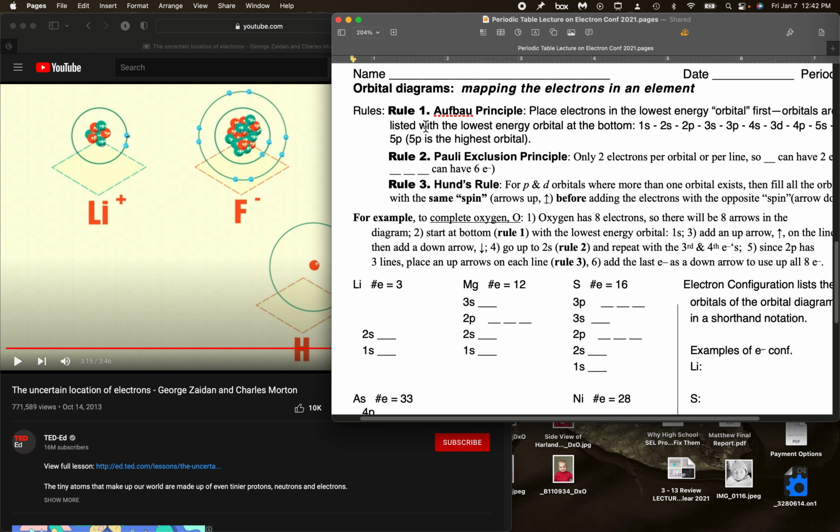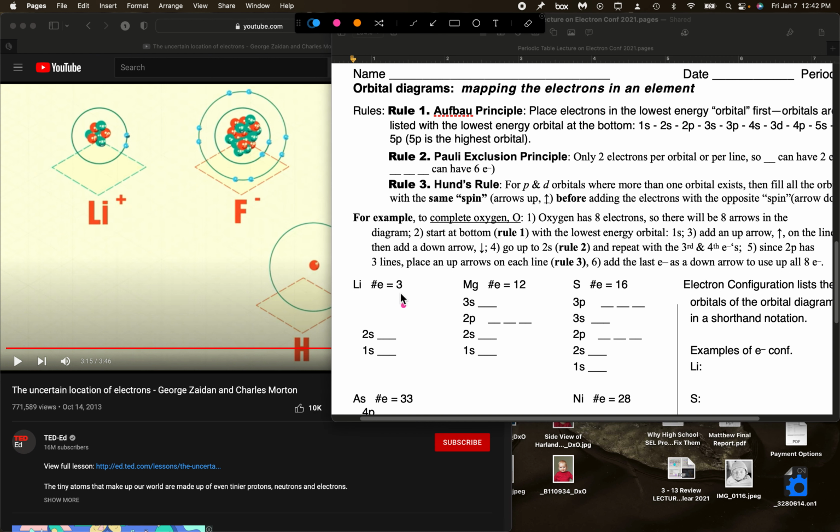The first rule is always start at the bottom. The second rule is you can only put 2 electrons into each orbital, and we represent an orbital with a line. And the third rule we'll get to in just a second. So what this means is we have 3 electrons. We have to start at the bottom. That's the Aufbau principle.